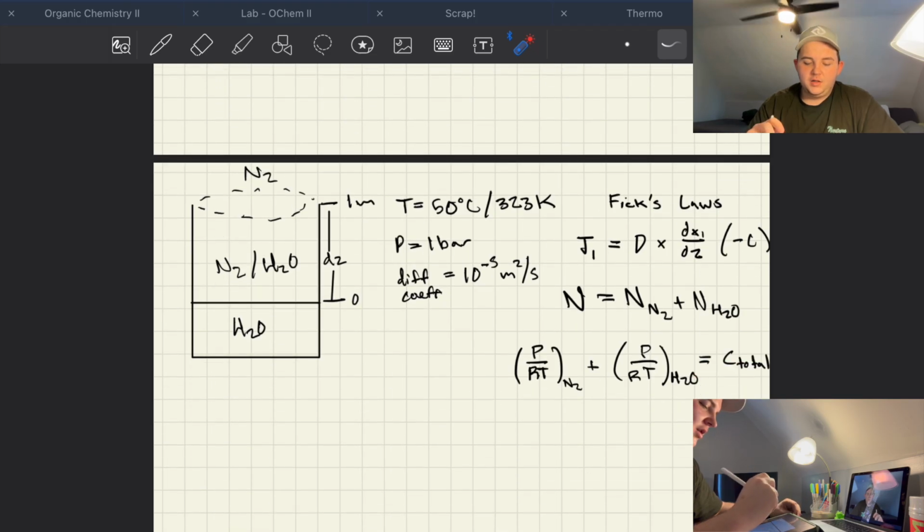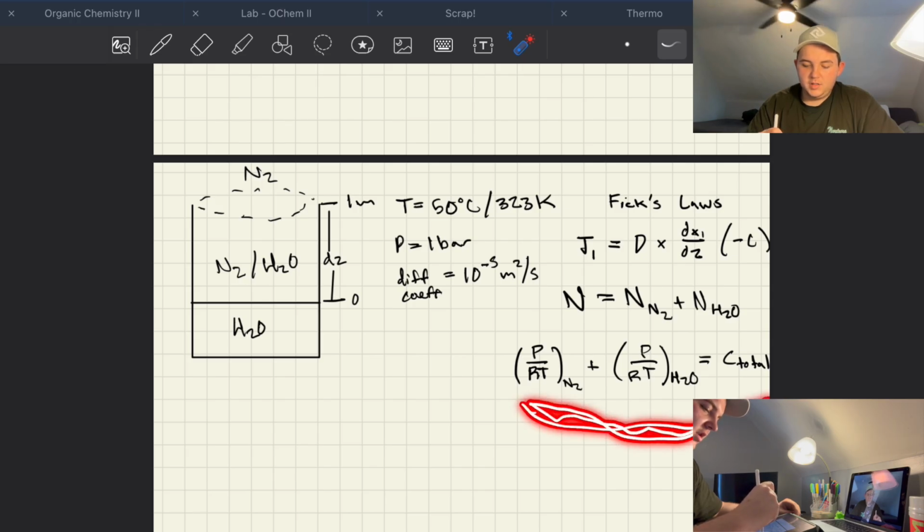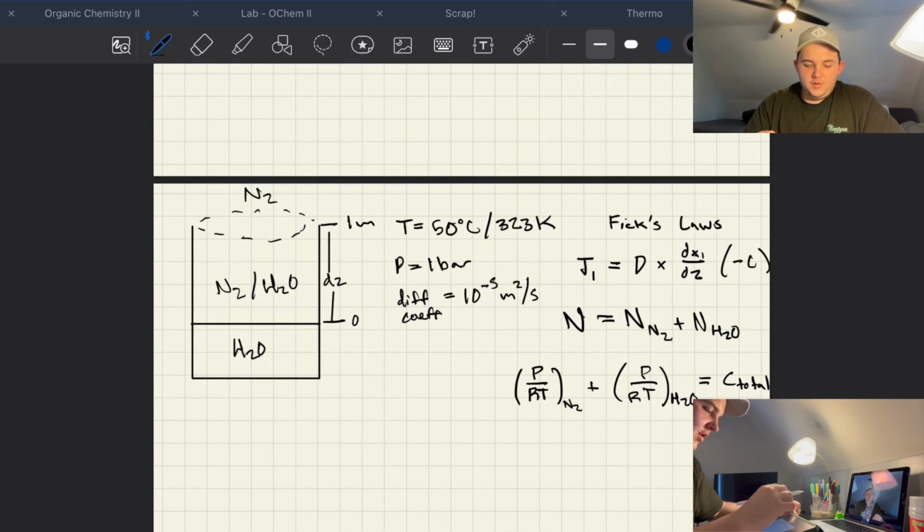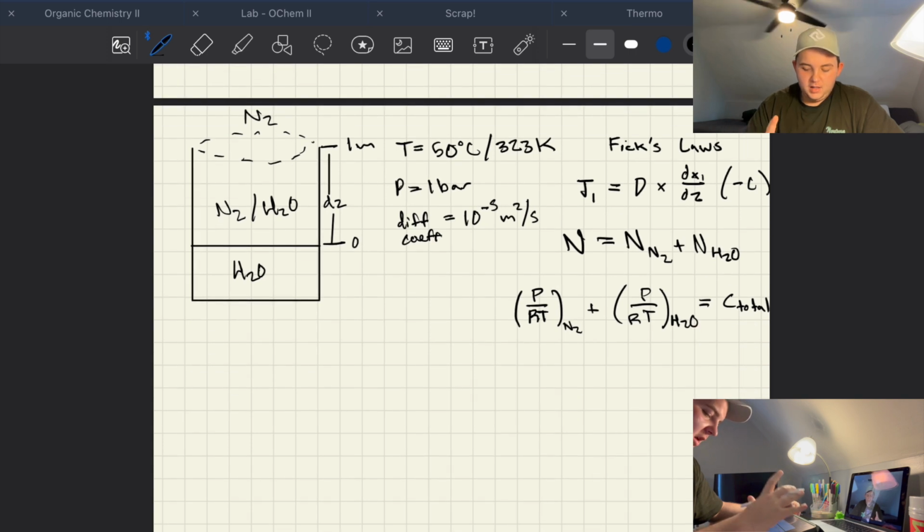Three other things I just copied down from part 1 are our Fick's law, our total flux equaling the sum of our 2 parts, and our PV equals nRT adaptation to concentration. Since the question is asking for the molar flux of water, we need to do everything in terms of water.